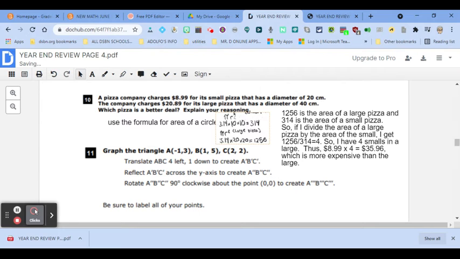Okay, so the area of a large circle is 1256. Area of a small circle is 314. If I divide that small circle into the large circle, right? And if you see, I get that here. Then I get my answer of 4. So I actually have 4 small circles, or 4 small pizzas in my larger pizza. And if I multiply the price of a small pizza, which is $8.99, times 4, I get $35.96, which is more expensive than if I get a larger pizza, which is $20.89. Okay? So in this case, the large pizza is the better deal.